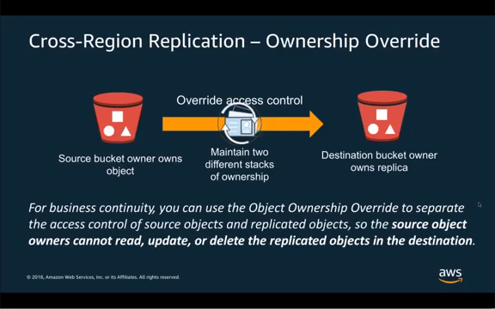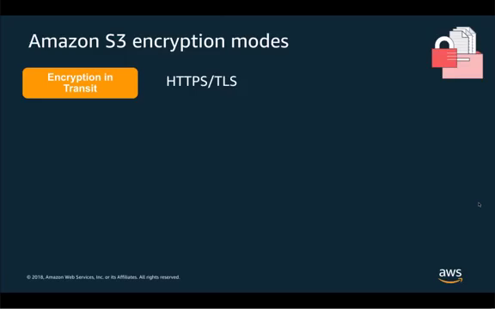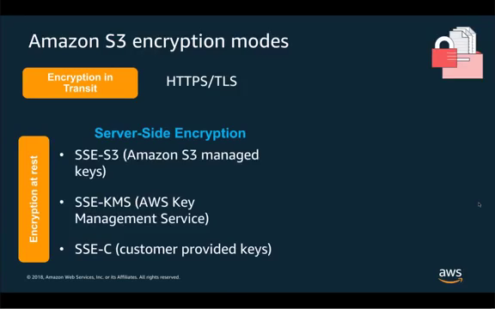All right, so we talked about managing cross-account access in S3. Let's switch gears and talk about encryption in the cloud. Amazon S3 provides different encryption modes. If your data is in transit, then it is encrypted with HTTPS or TLS. If your data is at rest, you can either do server-side encryption. So SSE-S3 is where Amazon S3 manages the master keys as well as data keys, and your data is encrypted within S3. S3 uses the strong AES-256 algorithm to encrypt your data.